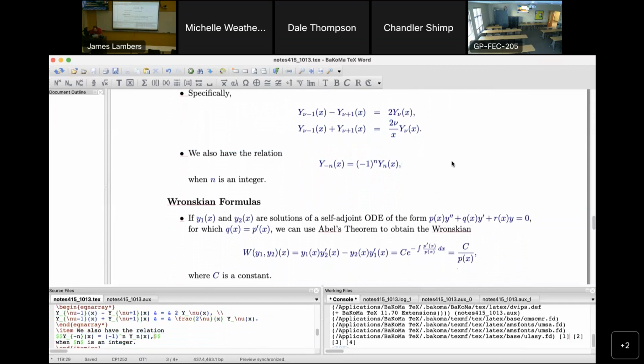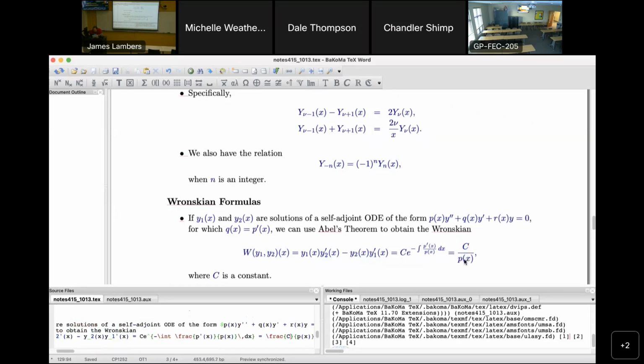I don't remember if I covered this earlier in this class. It's something that gets covered in a first differential equation class. There's a formula for the Wronskian of two solutions of a self-adjoint ODE. Actually, in fact, the self-adjoint part is not even needed. Abel's theorem applies whether the ODE is self-adjoint or not. But in the specific case where it is self-adjoint, we have a particularly simple formula for the Wronskian. It's some constant, admittedly unknown, divided by p of x.